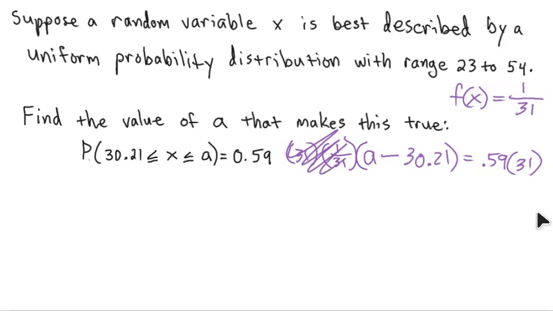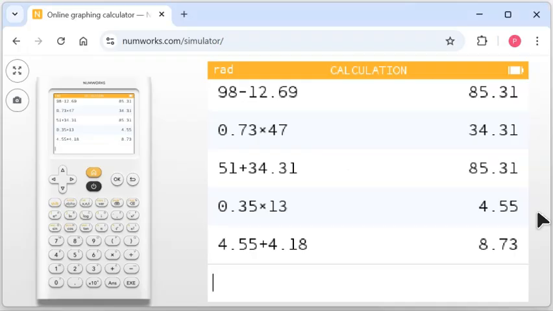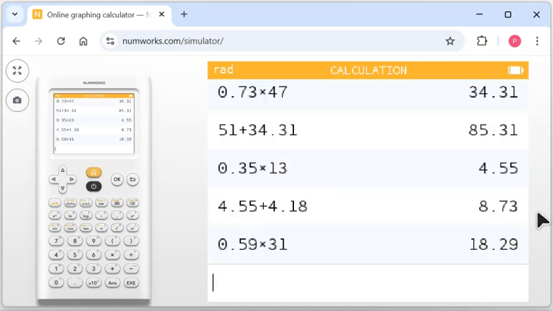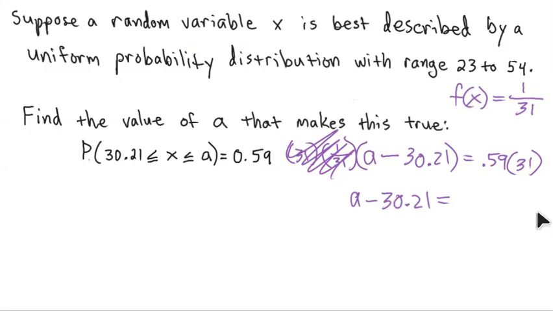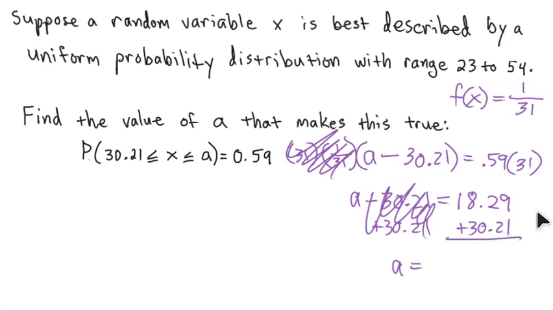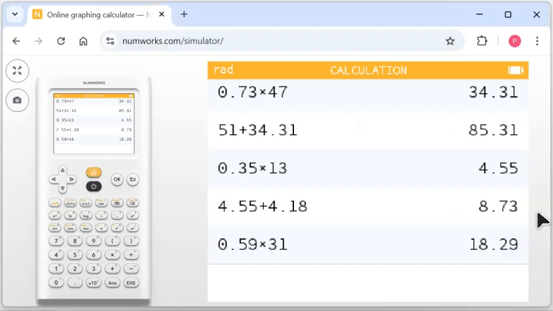Okay, it's going to cancel on the left side, and we're going to have A minus 30.21 is equal to whatever 0.59 times 31 is. So 0.59 times 31. That's going to give us 18.29. Now we're going to add 30.21 to both sides. 30.21 is just algebra. Cancel. And A is equal to 18.29 plus 30.21.